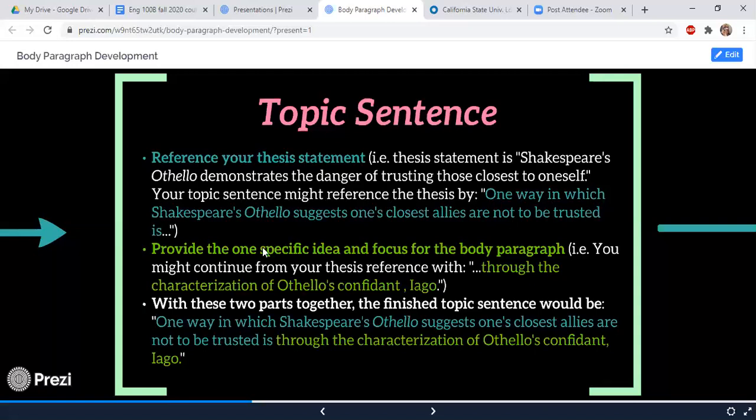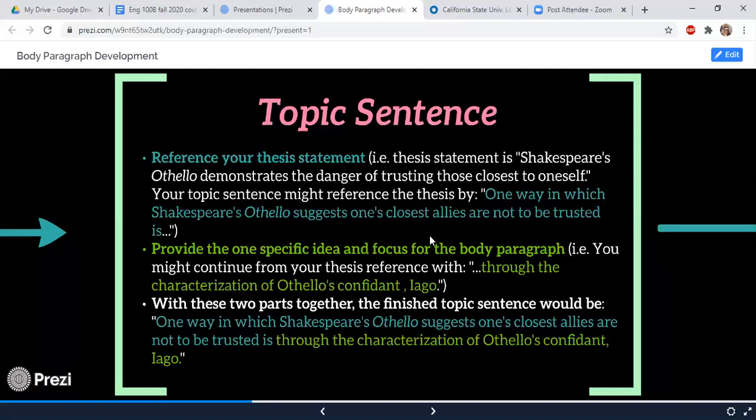So we're reminded as a reader that this writer is arguing that Shakespeare's play Othello suggests or implies that a person's closest allies or closest friends are actually the ones that shouldn't be trusted, as opposed to enemies or those on the outside, right? So the framework and the language here is really clear in cueing the reader that we're being introduced to just one idea to focus on, and they repeat their argument, which helps us be constantly reminded of what the writer is trying to prove or communicate in the essay.